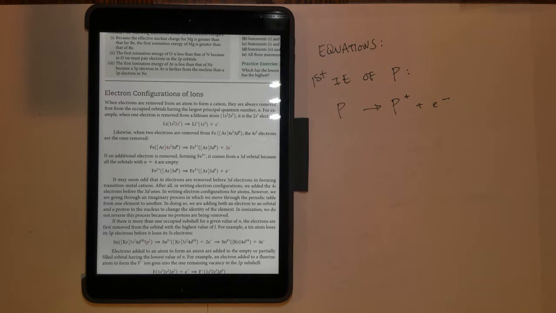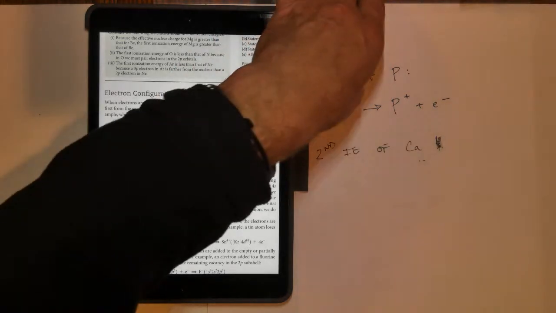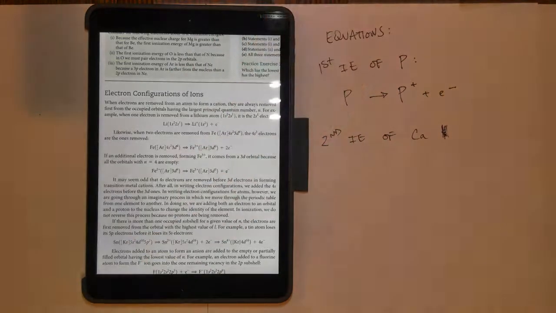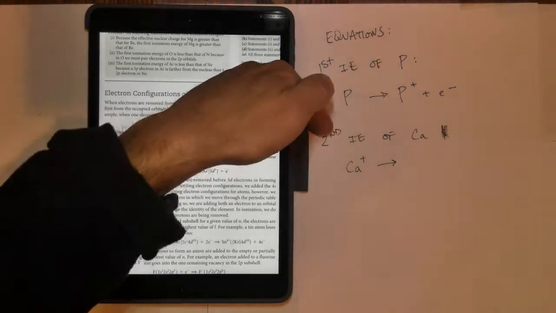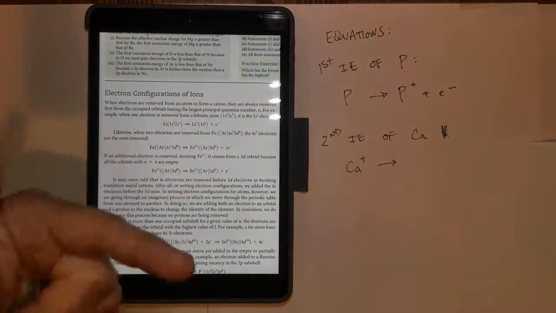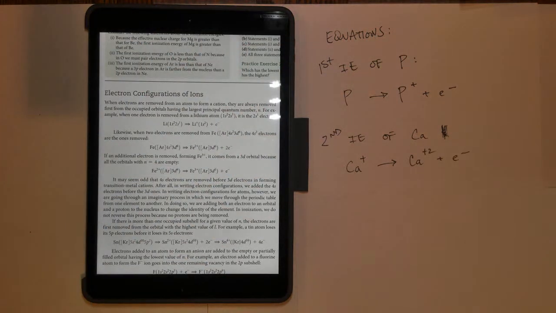Let's see if you can do one. Please write the second ionization energy of calcium. So, to be the second ionization energy, remember calcium would have first had to lose one electron. So you would start with calcium with a positive charge, because it would have already had to have lost one to be calcium plus 1, and we want the second removal. So the second removal would make it be calcium plus 2, and an electron that's lost.